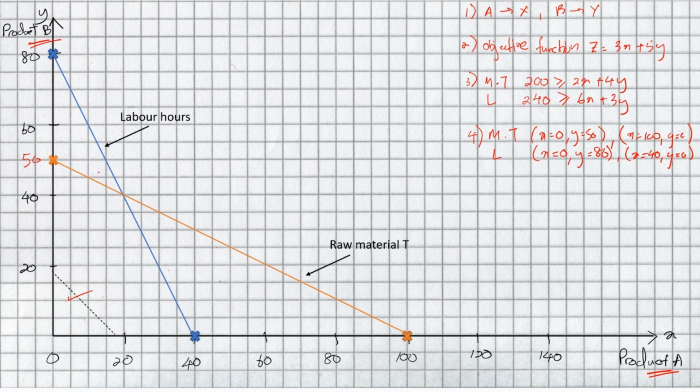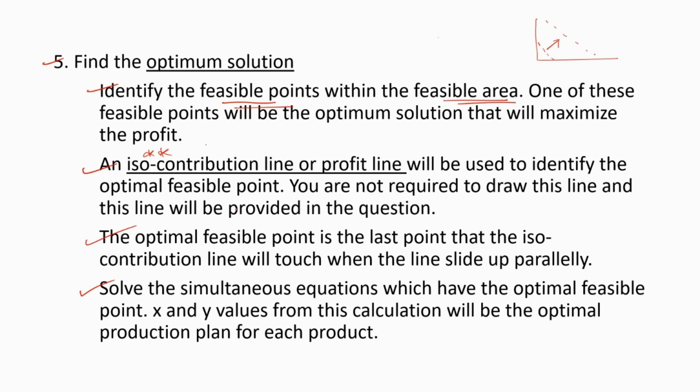As you can now see, we have two constraints in the example, so there are only two lines in the graph. The ISO contribution line will be provided in the question, so you do not have to worry about this line. We are done with the first 4 steps. Now let's go back and see the fifth step.